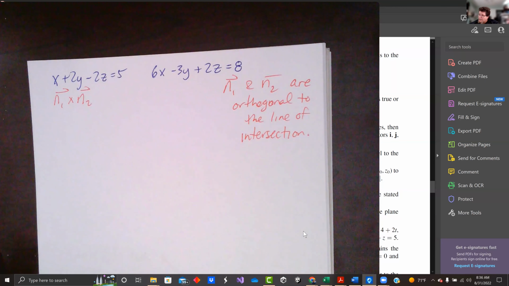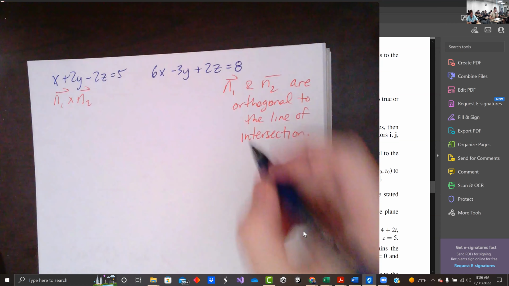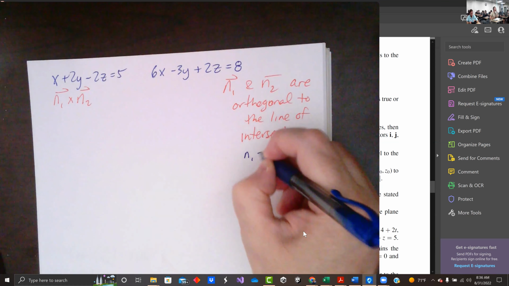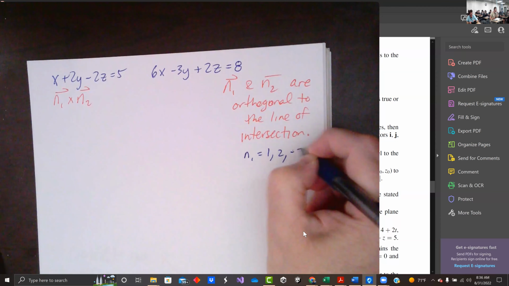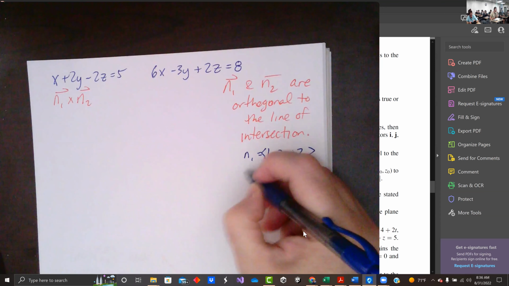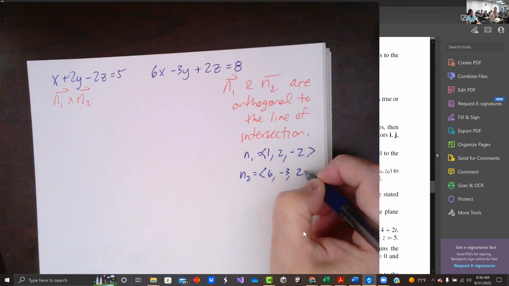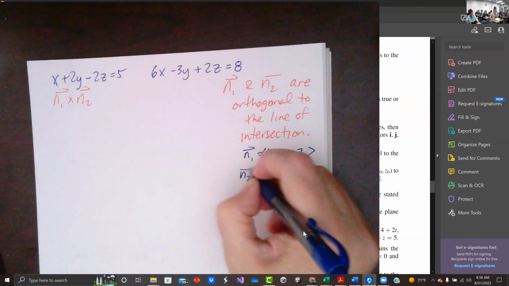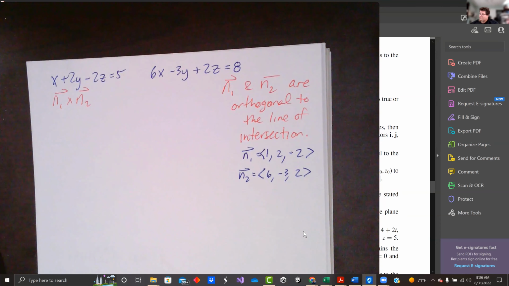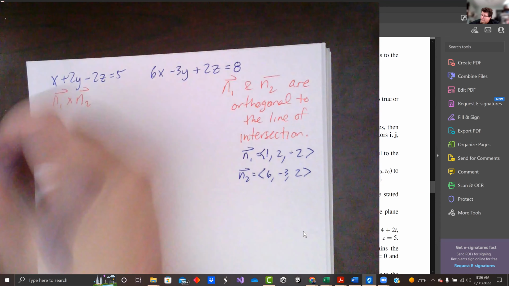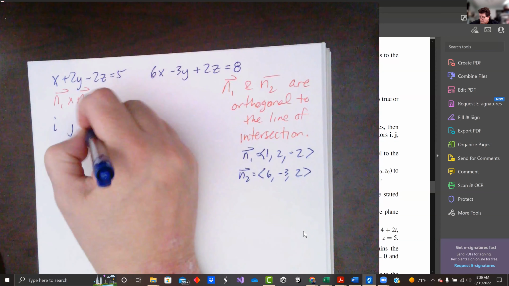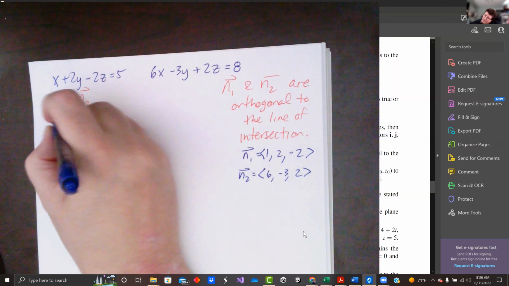So we already said what our N1 and N2 were. They changed it? No, they're still the right values. Let's set up our matrix.